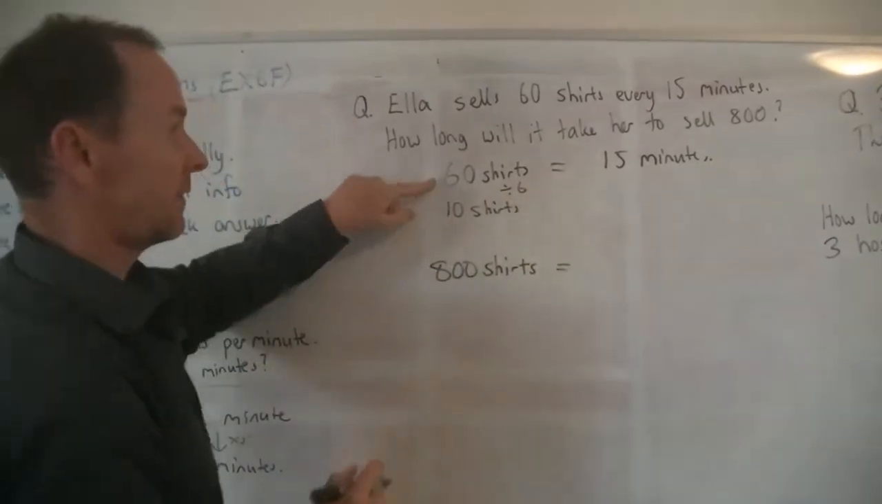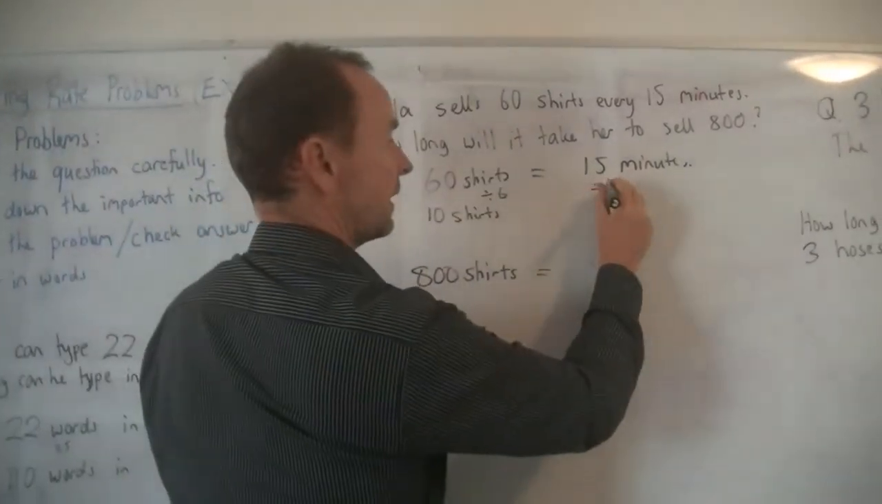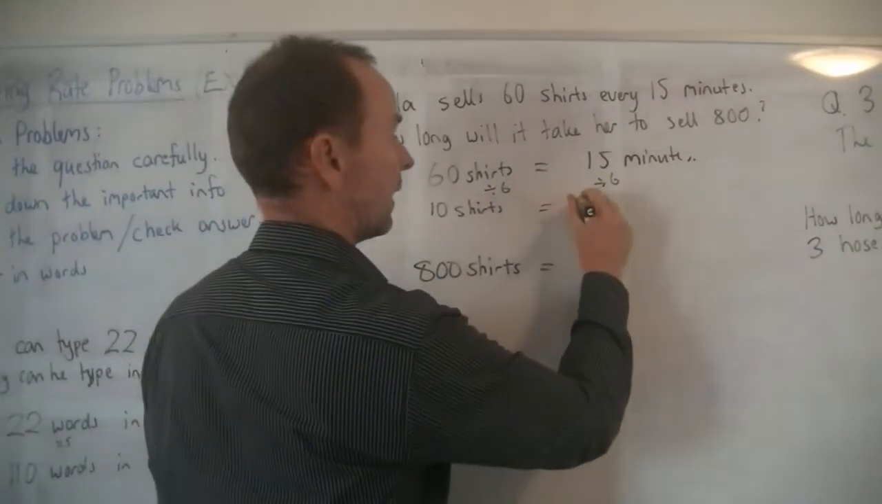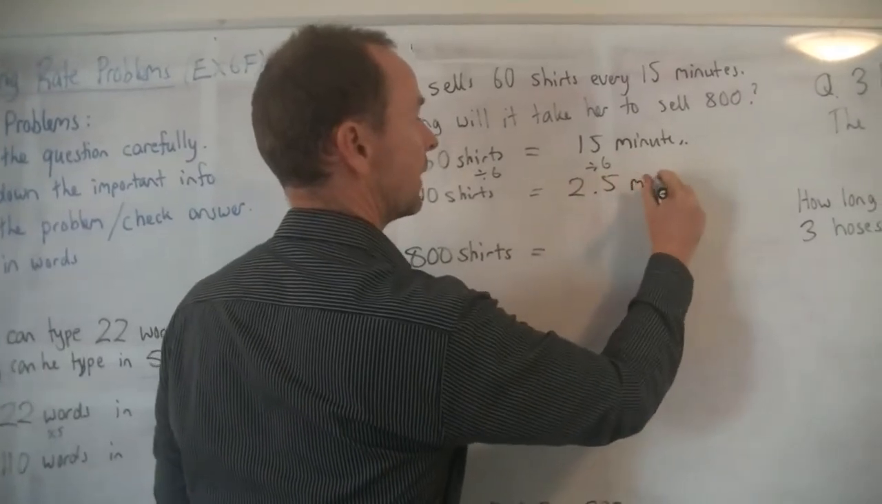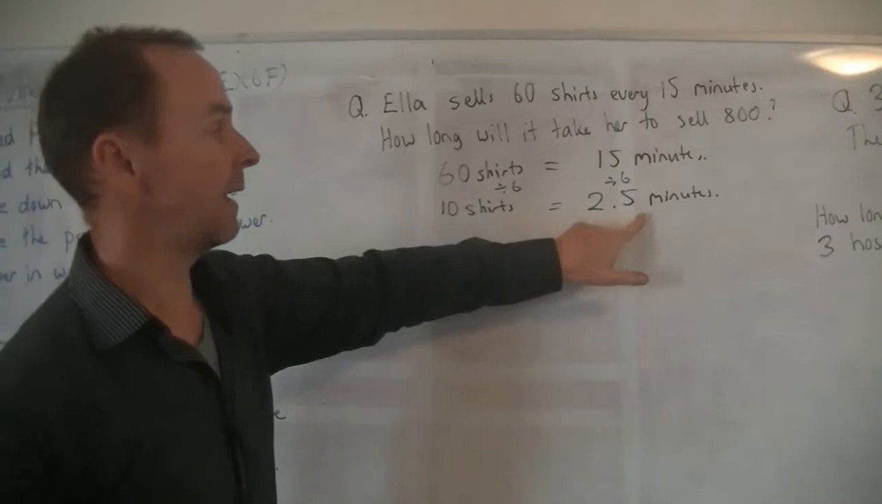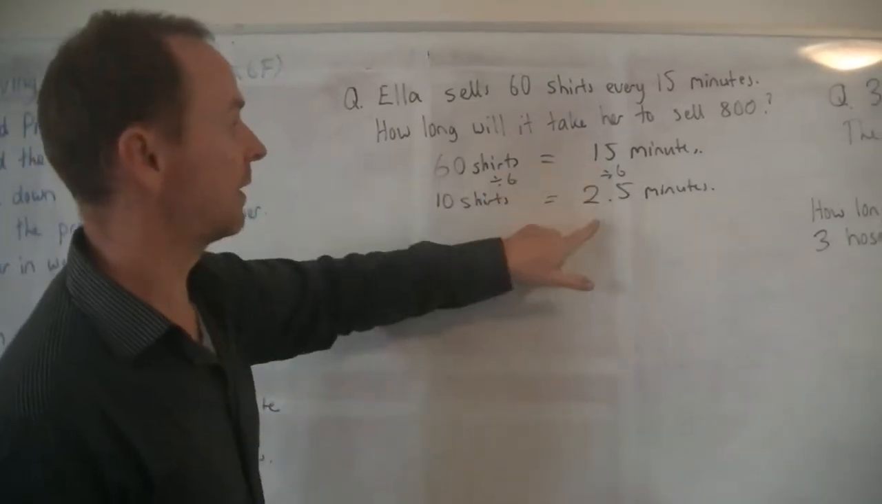Can you see that, everyone? 60 divided by 6 is 10 shirts. Now 15 divided by 6, you do the same to both sides. 15 divided by 6 is 2.5. So on average, Ella sells 10 shirts every 2.5 minutes. I use my brain. You can use the calculator for that.